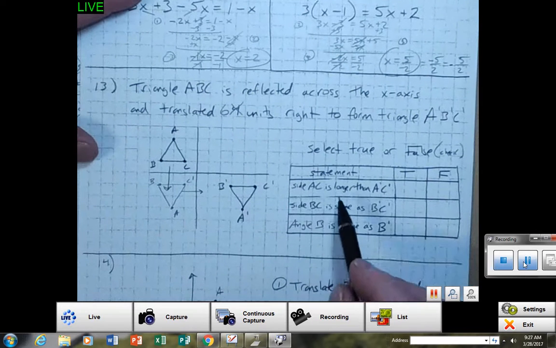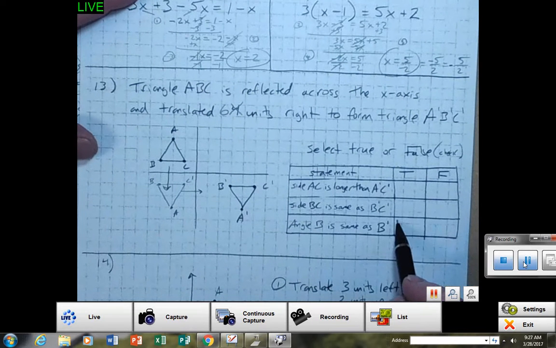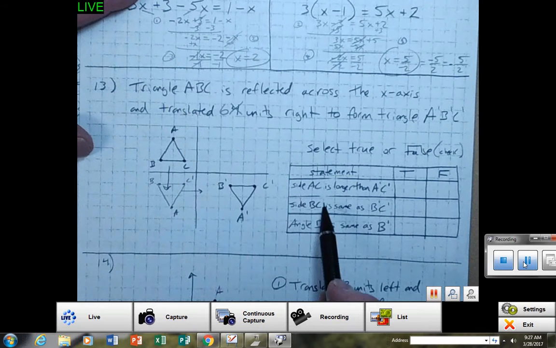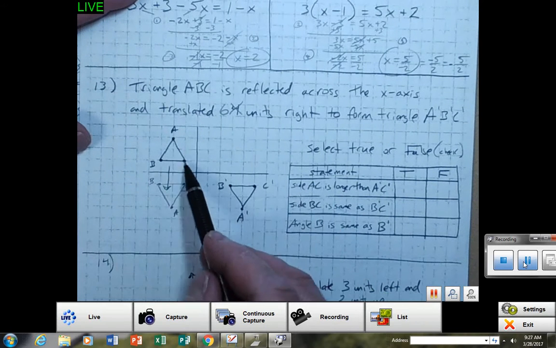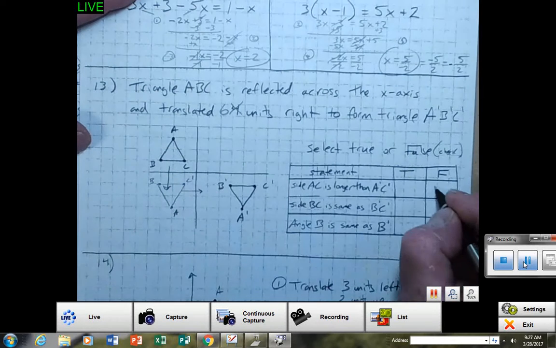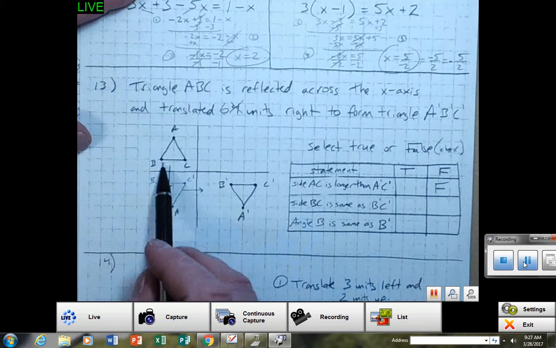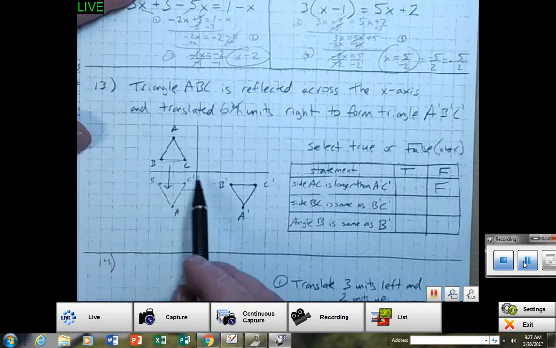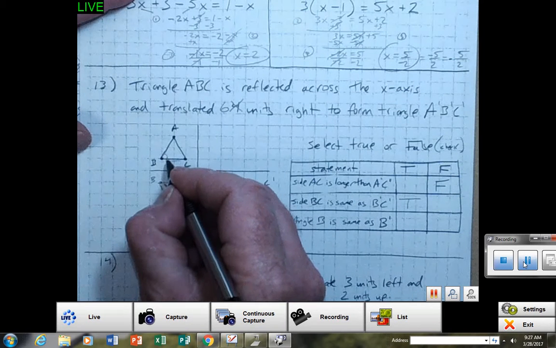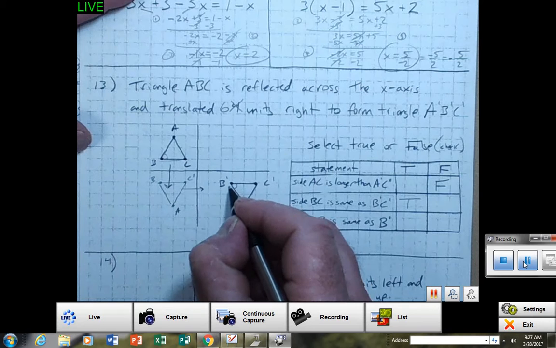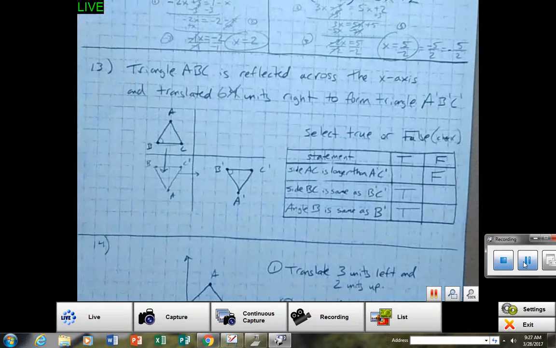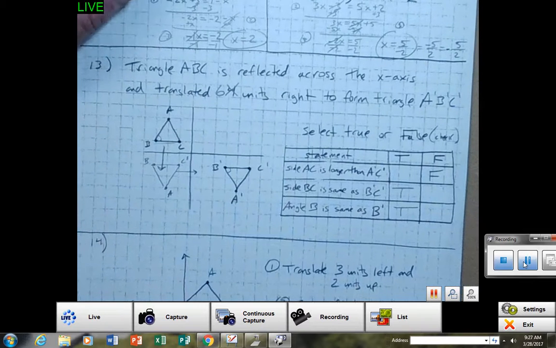So again, of these statements, some are true, some are false. It says after this transformation and then the second transformation, side AC is longer than this side right here, and you can see that is not true. Those are the same. That would be false. BC is the same as the new BC, and you could see clearly that is true. Angle B, inside here, this angle is equal to the new angle B, and you could see, yes, those are the same as well. So that first statement is false. Second two are true. All right, next.